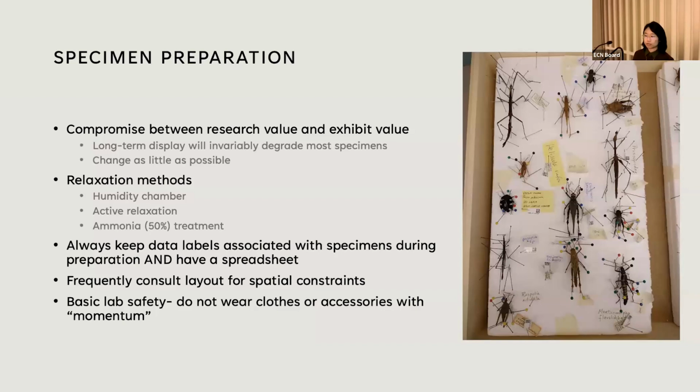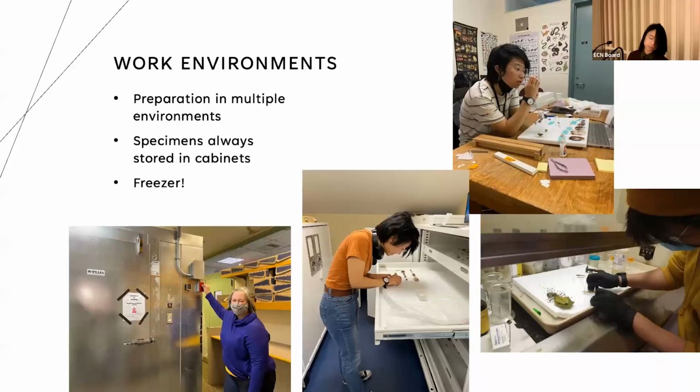During this process, of course, it was super important to keep in mind that you have to keep data associated with your specimens at all times. I frequently consulted the layout that exhibitions gave me so I made sure I wasn't violating the spatial constraints of the panels. And basic lab safety: don't wear anything that could potentially collide with your specimens while you're working. I always wear a watch on my right hand, but I take it off when working with them because this thing always comes loose and might hit something.